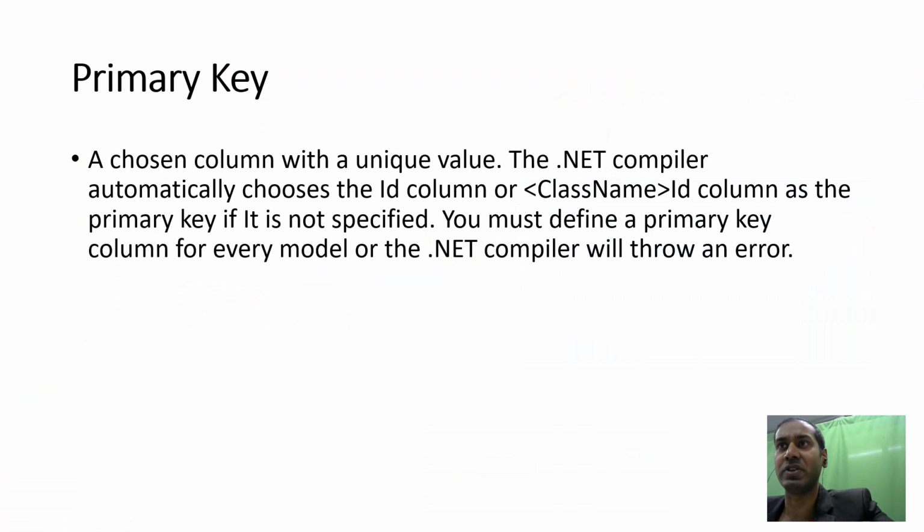Okay, so now the next definition we should be aware of is primary key. In database terminology, a primary key is a chosen column with a unique value. So each row in a table will have a unique value for a primary key. The .NET compiler automatically chooses the ID column, or if you want to use a different type of syntax, the class name with an ID at the end of it.